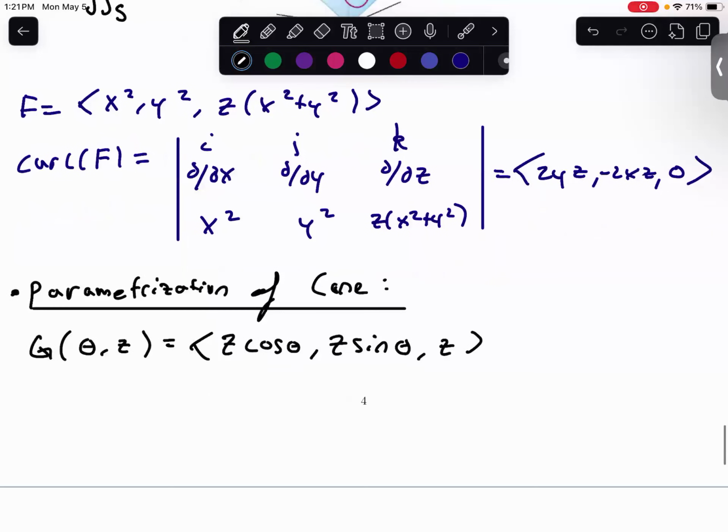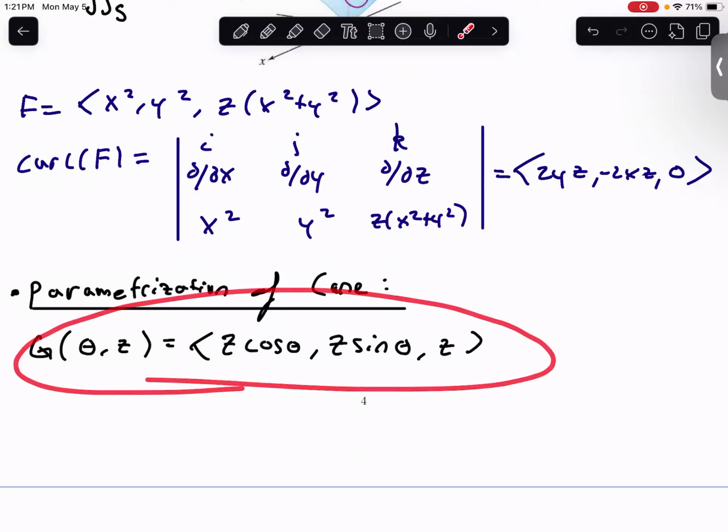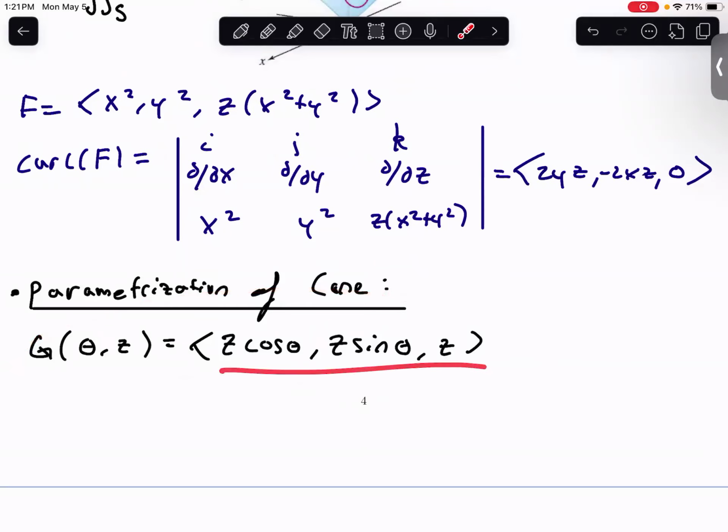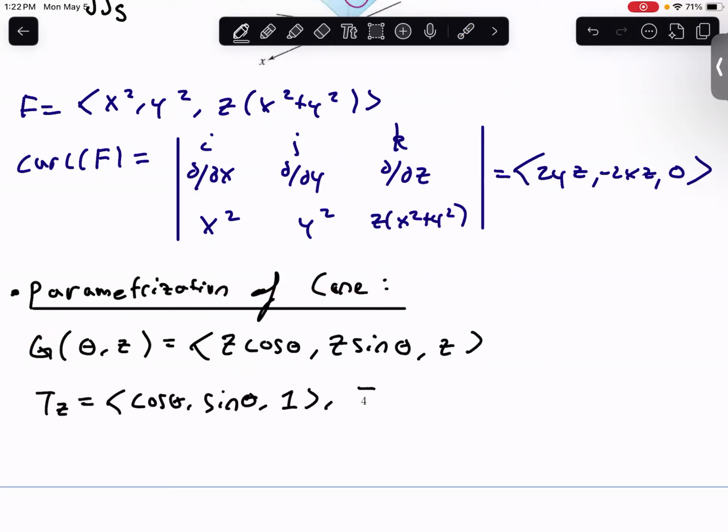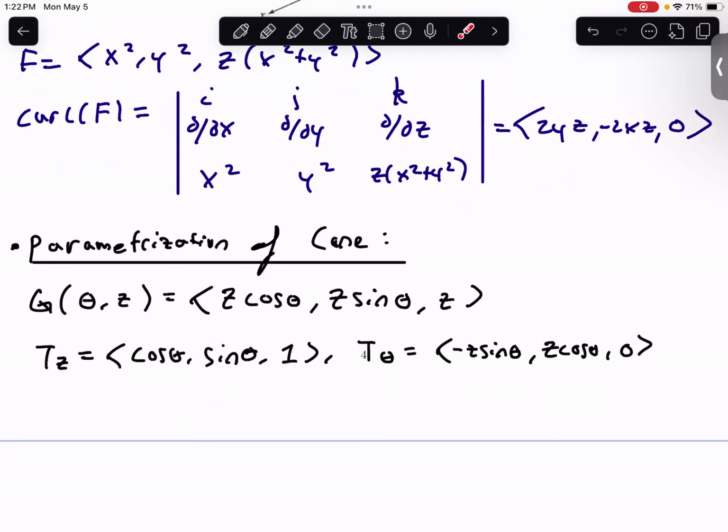And then to find the normal vector, we take the partial derivatives with respect to both variables. Let's do z first. So t sub z is going to be equal to cosine theta, sine theta, and then 1. The second component is going to be t sub theta. So this is going to be minus z sine theta, z cosine theta, and then you have 0. So this is what the two tangent vectors end up being.